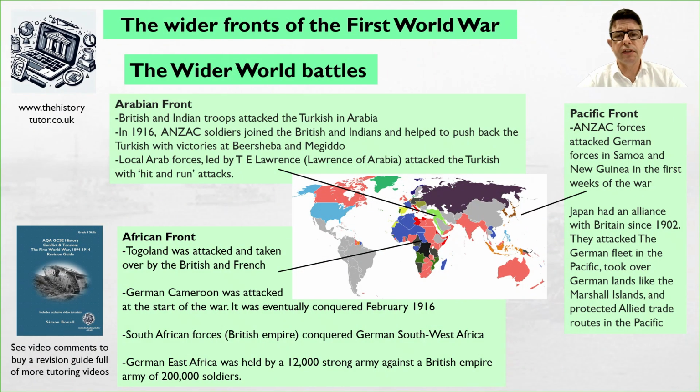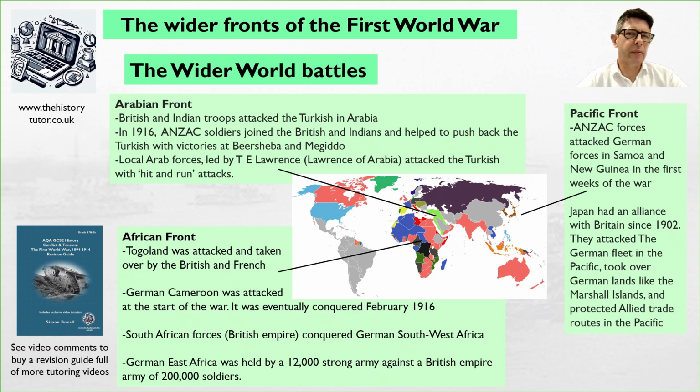Away from Europe, there were also other battle fronts. So we have the Arabian Front. Here obviously is where Turkey joined in the war. So the British and Indian troops attacked the Turkish in Arabia. In 1916, Anzac soldiers also joined them with British and Indians to help push back the Turks with victories at Beersheba and Megiddo. Also, local Arab forces were attacking the Turkish for independence against their Turkish Ottoman overlords. This is where we get the story of T.E. Lawrence, or Lawrence of Arabia, helping to organise the local Arab forces to attack the Turkish with hit-and-run tactics.